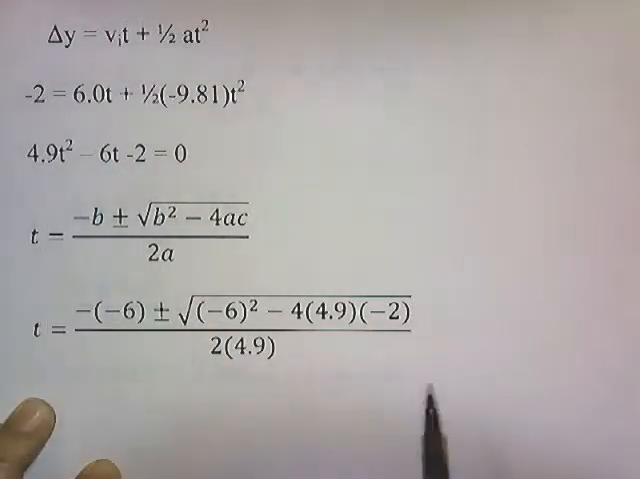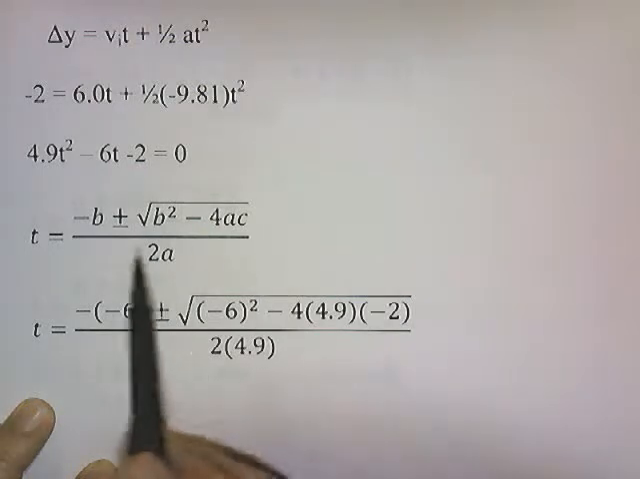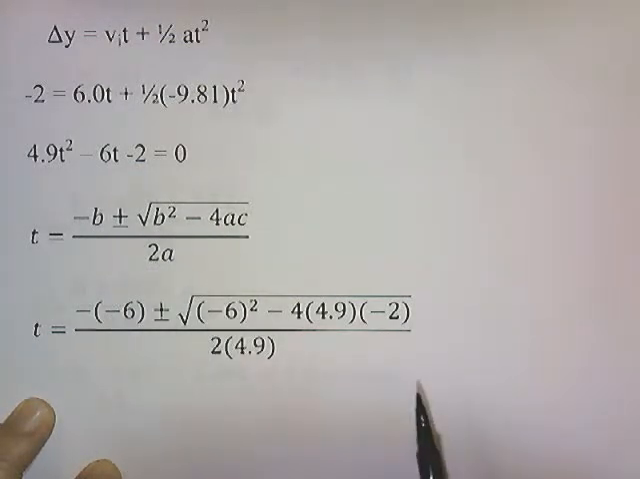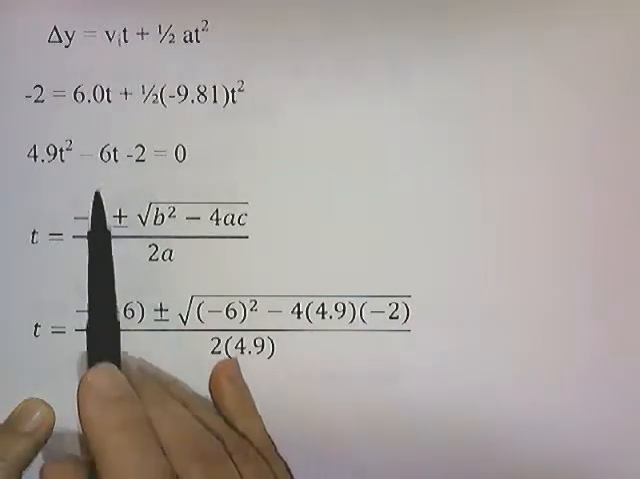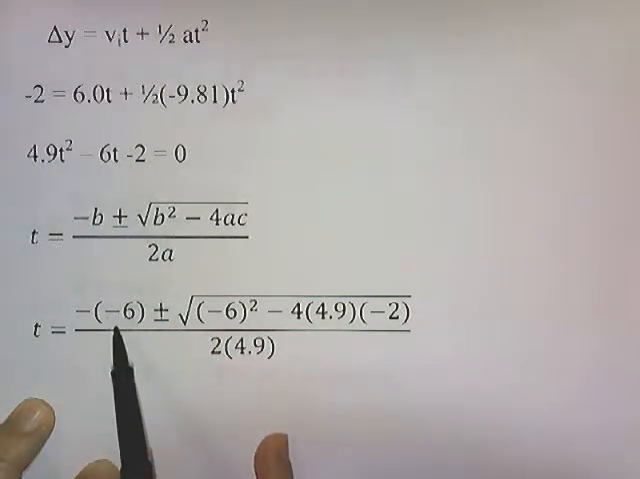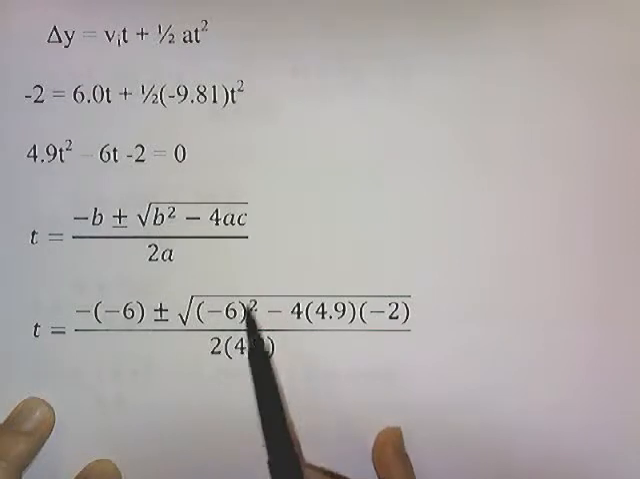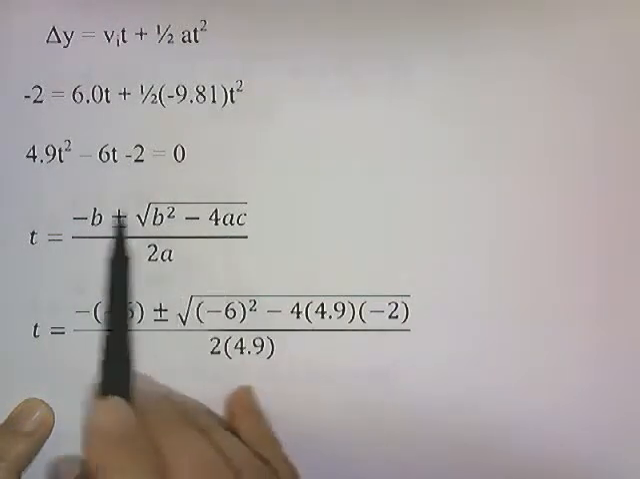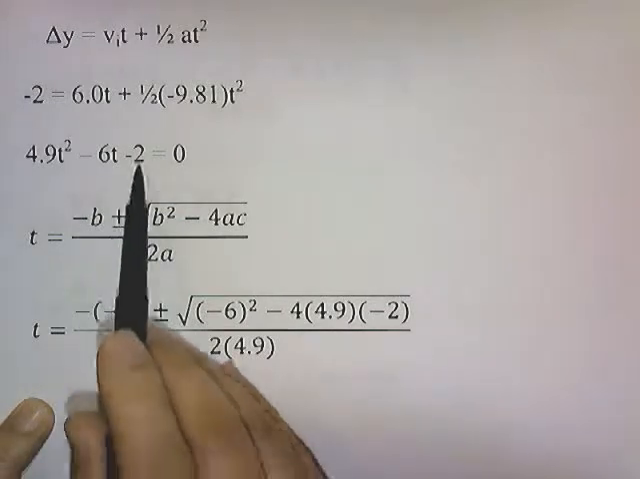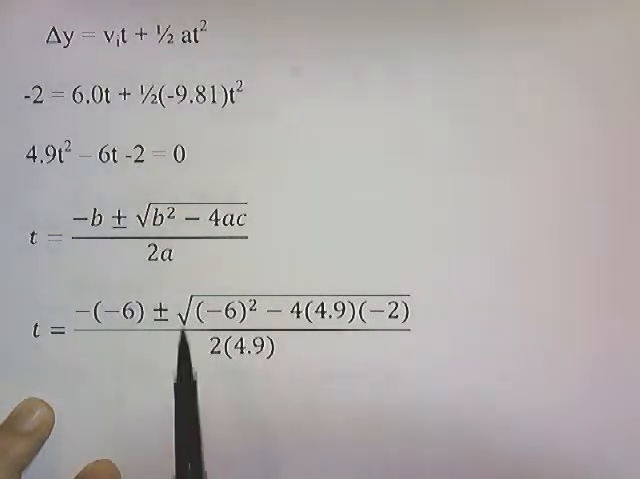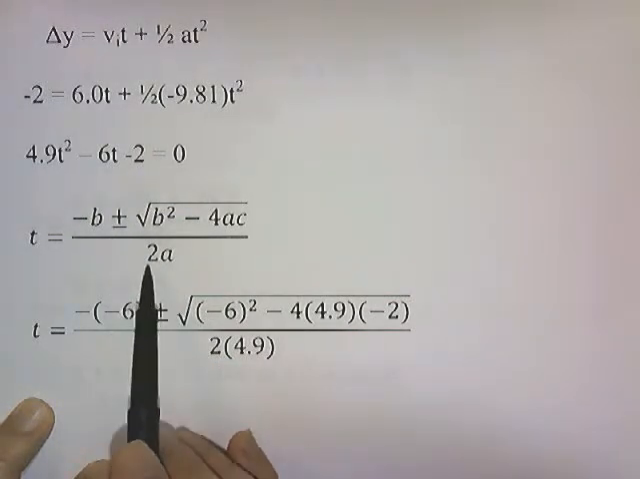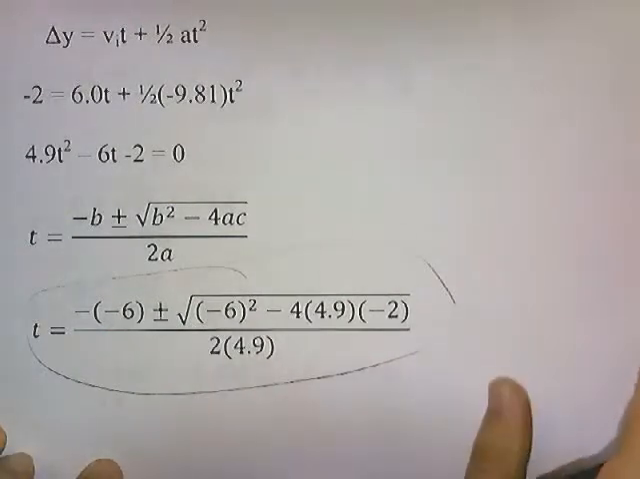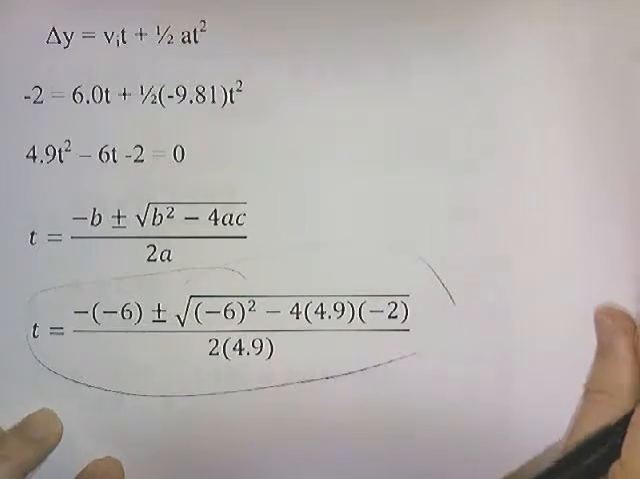To solve for t, you use the quadratic formula. Remember that from algebra? -b plus or minus the square root of b squared minus 4ac, over 2a. So b is -6, right there. b squared is -6 squared. 4ac is 4 times 4.9 times -2, all over 2a, which is 2 times 4.9. So we take this and try to solve it. See on the next page.